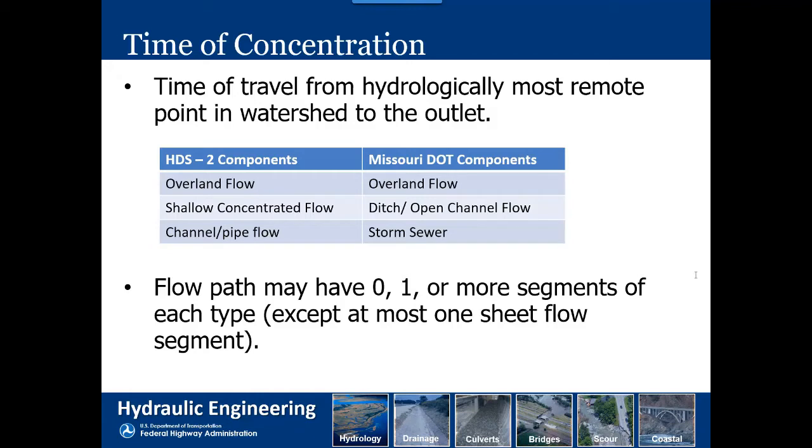So with MoDOT, you don't consider sheet flow separately as part of the overland flow. Overland's essentially sheet flow, the way we look at it. Oh, so you don't have shallow concentration? Essentially, yeah. So they call it sheet flow overland or ditch, and then it goes into ditch and open channel flow, and then you might go into storm sewers. So again, you might have 1 or more of these, you might not have them all.